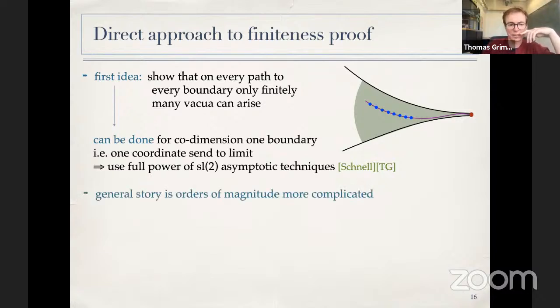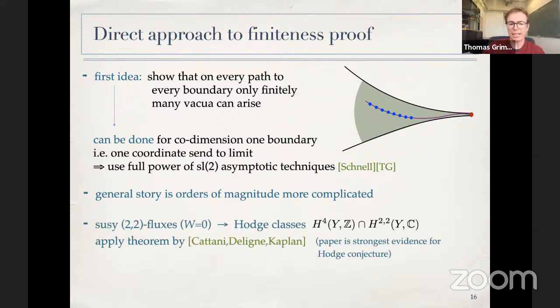Unfortunately, the general story is orders of magnitude more complicated. Namely, if you have more moduli, you can take paths which may go in circles or turn around, or paths which are arbitrarily complicated, and it's very, very hard to control every such path. Just to indicate how complicated this is, a slightly weaker story would be to ask if the (2,2) fluxes are finite.